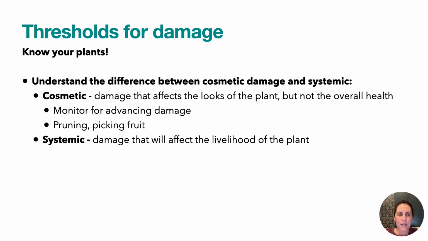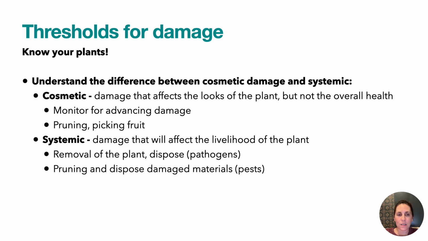All right, so systemic then would be damage that would affect the livelihood of the plant. And so something like this might be an infected plant, or one that is overrun by pests. And so for this, you might consider removing the plant and disposing of it, in particular for pathogens, especially pathogens that can spread. Or consider pruning and disposing of the damaged material if it is pests. And so that's just a decision that you get to make, right?